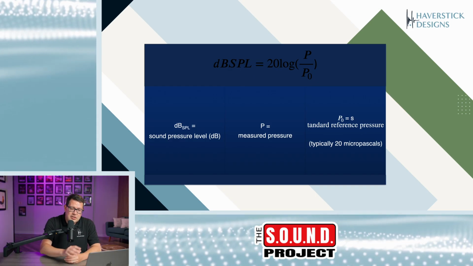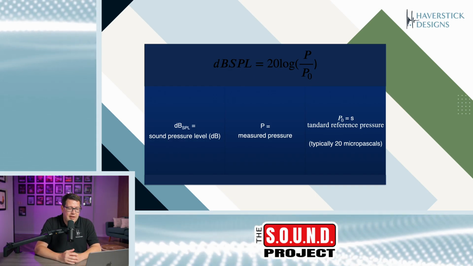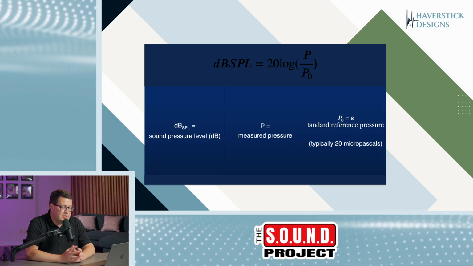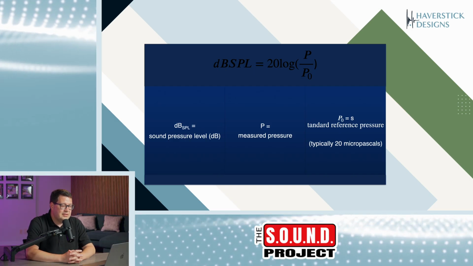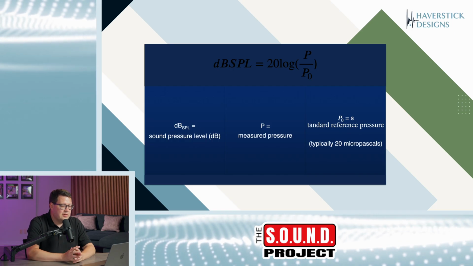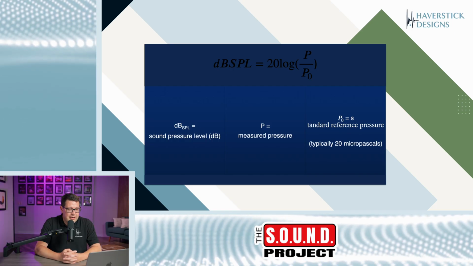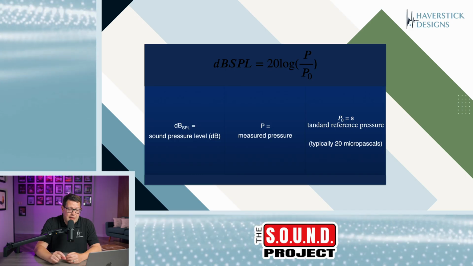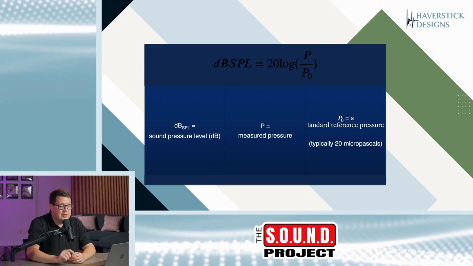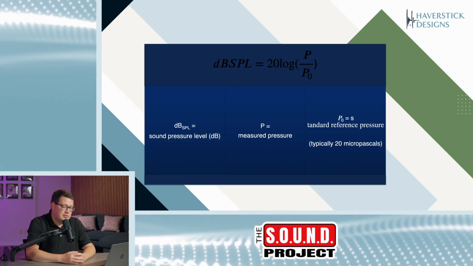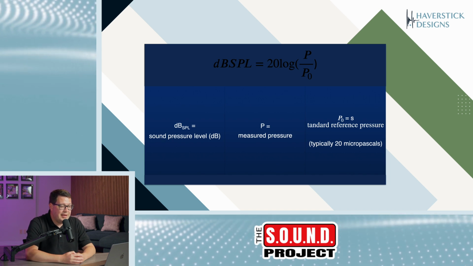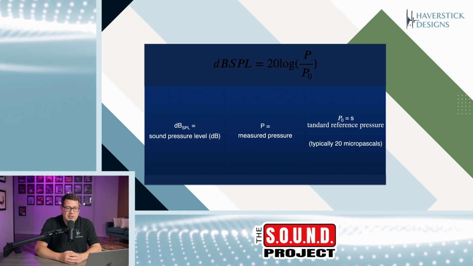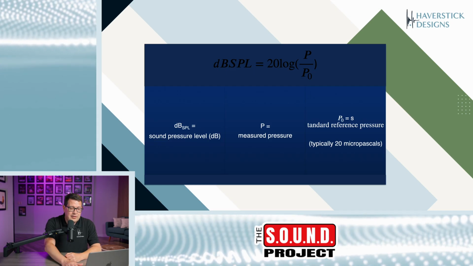And so there is this equation here, if you're looking at the sound pressure level and how that gets derived. dB SPL is the sound pressure level in decibels, and that's shortened to dB anytime you're looking at decibels. P in this equation is the measured pressure, and P naught is the standard reference pressure. Typically, that's going to be 20 micropascals. So you take 20 times the log of that ratio, and that's how you get your dB level.